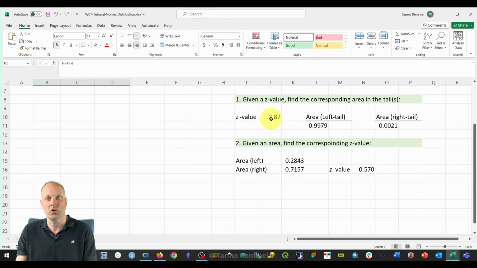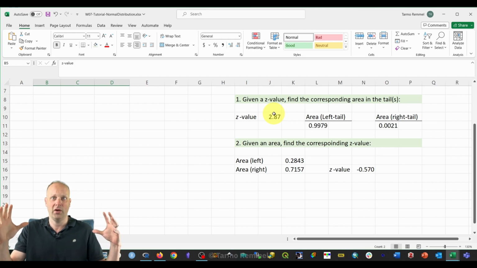Remember, this z-score is positive, so it's going to be on the right-hand side of the mean, which means that when we cut off, and we're almost 3 standard deviations larger than the mean here at 2.87, so we're really quite far out, that means the area in the right tail is going to be really quite small relative to a lot of area that's left on the left-hand side.